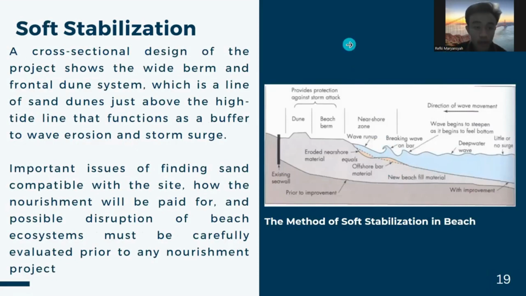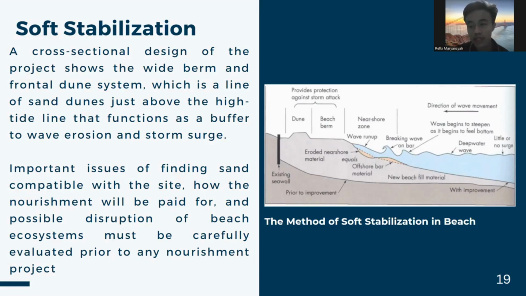And the next one is soft stabilization. The way of soft stabilization, we give an example in Miami. This is the cross-sectional design of the project showing the berm and frontal dune system, which is a line of sand dunes just above the high tide line that functions as a buffer to wave erosion and storm surge.